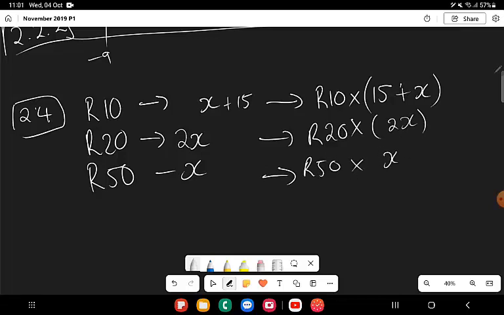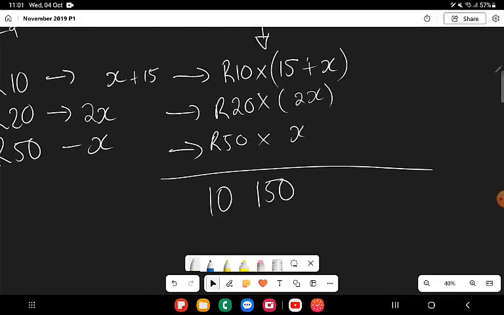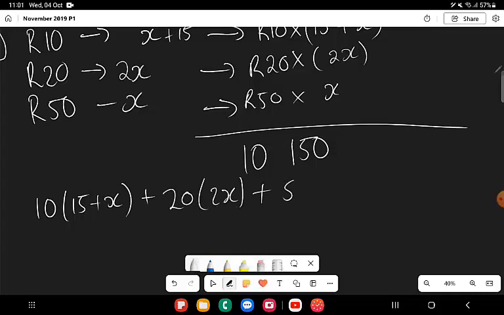Now, why did we do this step? In order to get the Rand value. And all three of these together is equal to 10,150 Rand. So if I write this out as an equation, I am going to say 10 times (15 plus x) plus 20 times 2x plus 50 times x equals 10,150.